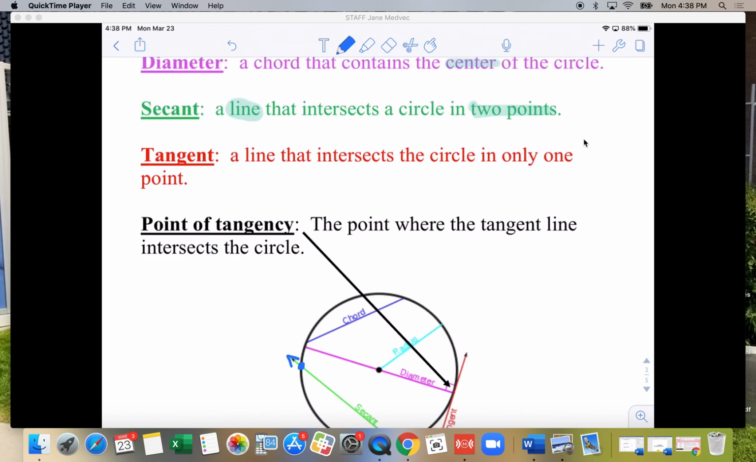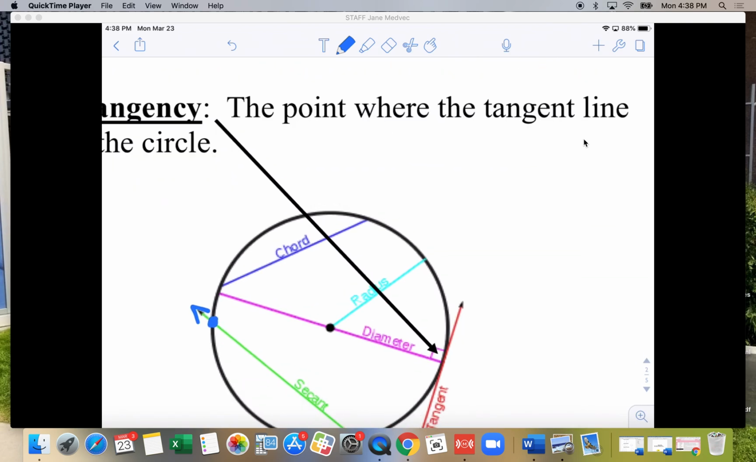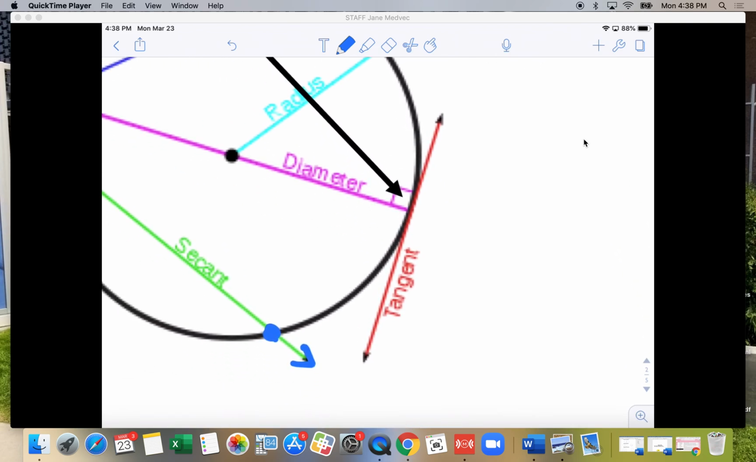And then finally, tangent, a line that intersects the circle in only 1 point. You're going to notice that it's the red line down here. It's a line that wants to shoot across the circle, but it misses, and it only touches the circle, or kisses it, in 1 point. And that is called a tangent line.